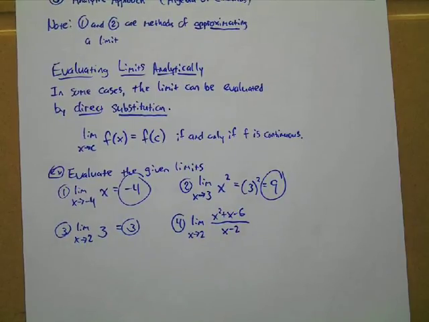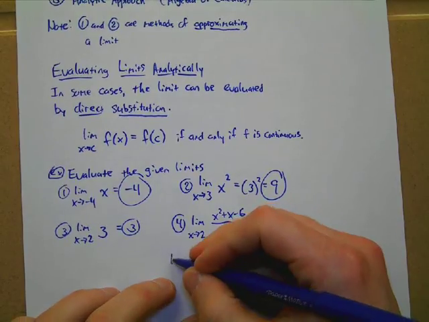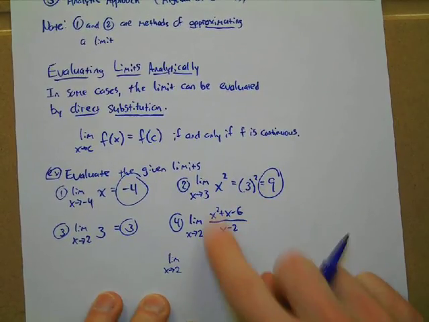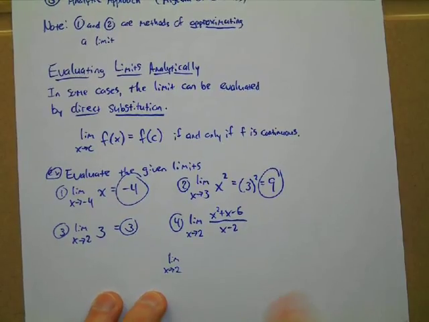Well, what can we do to this function here? Simplify it. Yes, the numerator factors, does it not? What does it factor to be? x minus 2 times x plus 3. That's right, over x minus 2. Now, the x minus 2's cancel.